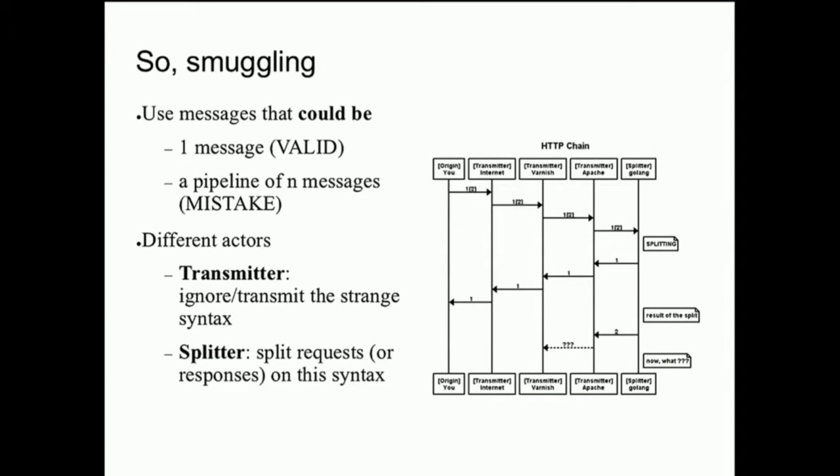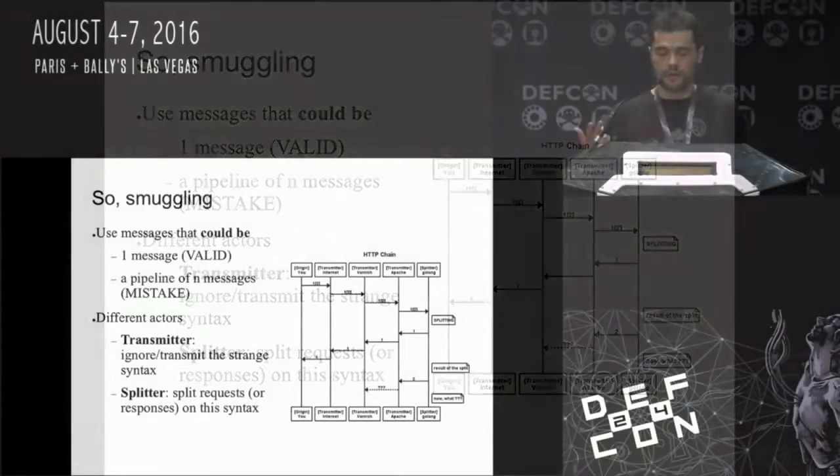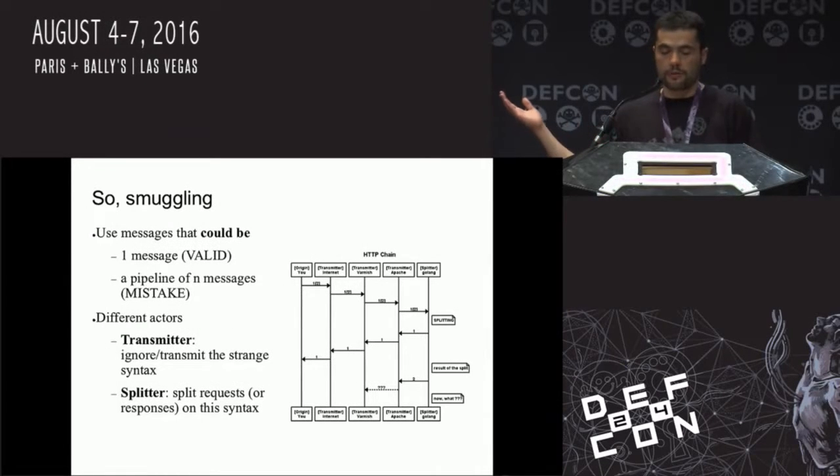This is smuggling. You've got one example here where I send something which should be only one query, but the final step has a splitting issue, so now you've got 2 queries and 1 extra response, and the problem is on the question mark. What do you do when you've got 1 extra response?